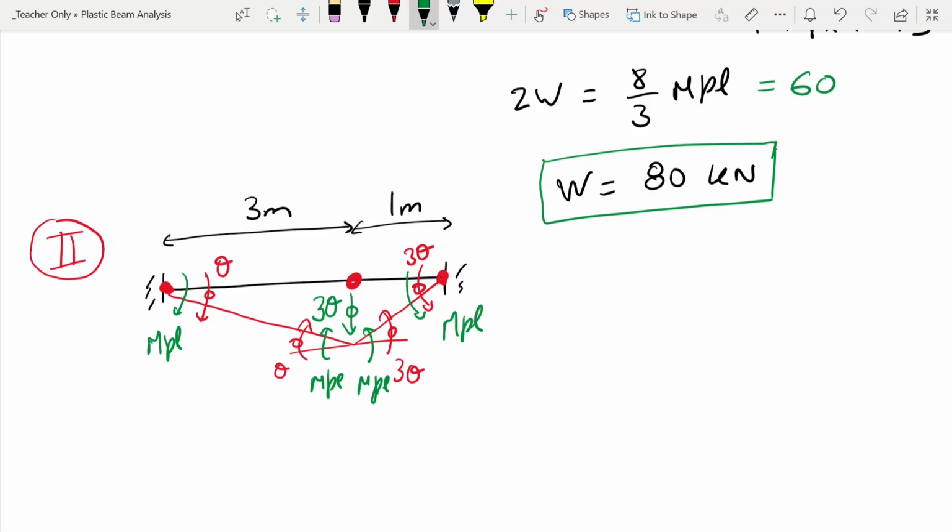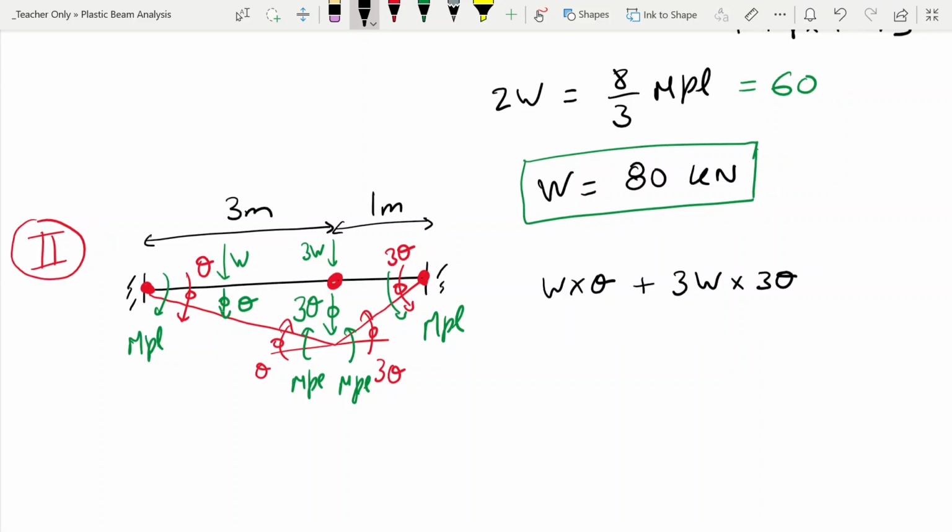So we need these moments to be there so we can calculate their work. Another thing we need is the displacement underneath the load W, which is also theta because the distance to the left is 1, so 1 times theta gives you just theta. Now we can calculate our equation. So the first one is W times theta, on the left in green, now plus 3W times 3 theta. Now that's the other load.